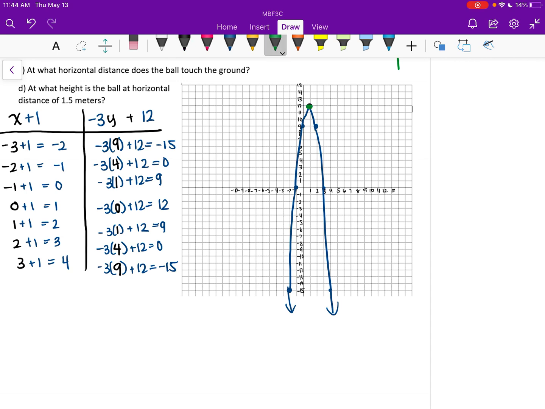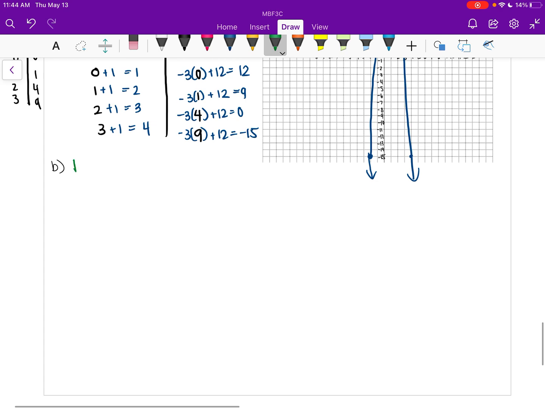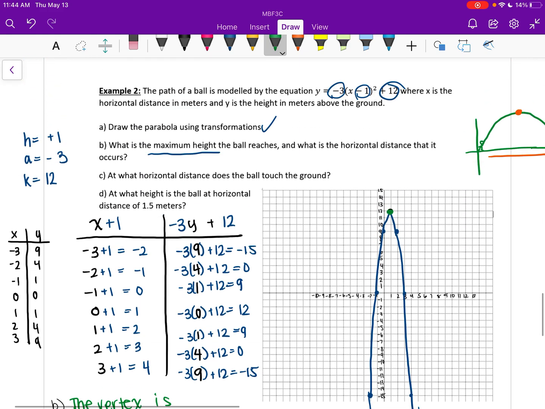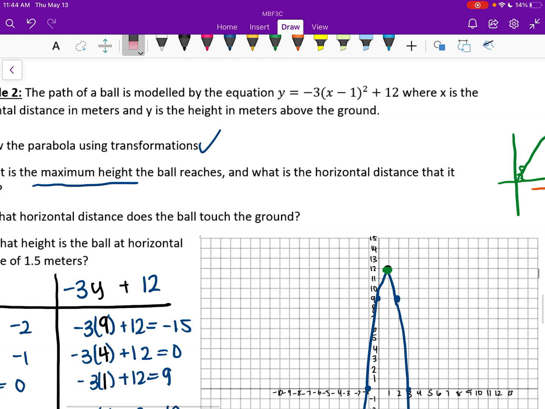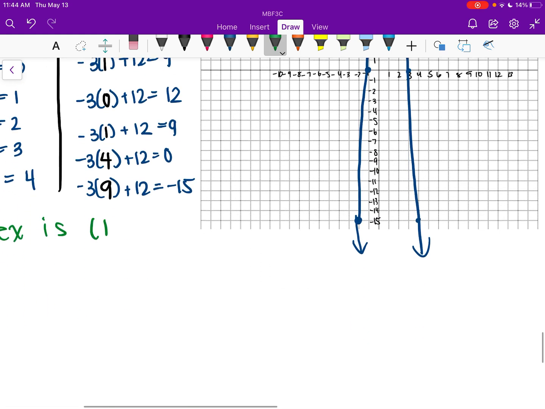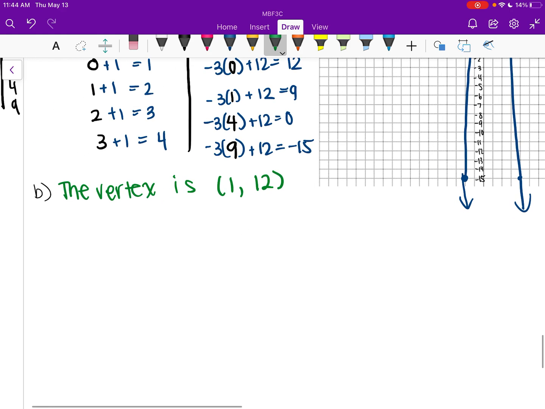So I'm just going to put that in green. The vertex is, and you can find that by looking at the graph, at the equation too. We know that the vertex is (h, k), right? And we know that h is 1 and k is 12. So we know it's (1, 12) there too. The vertex is (1, 12). So we didn't have to draw it in. I just did because it was easier. So therefore, the maximum height is at 12 meters.